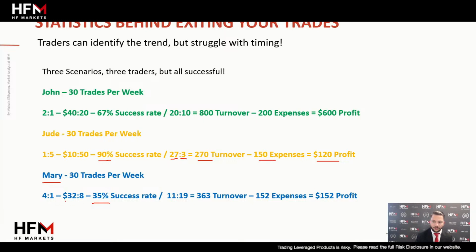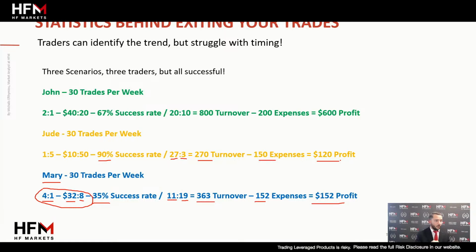Here, ladies and gentlemen, she's got a 4 to 1 risk ratio. So she's looking to earn $32 per trade and she will risk $8 per trade. So she's only earning a profit on 11 trades and a loss on 19 trades. So she's earning a loss more than she's earning a profit. But because the maths behind her business plan is correct, she knows that if she's got this reward to risk ratio here, her turnover is 363 and her expenses is 152. So here, ladies and gentlemen, she's got $152 profit.